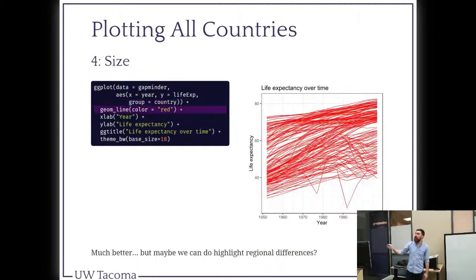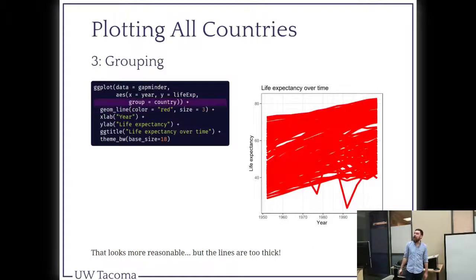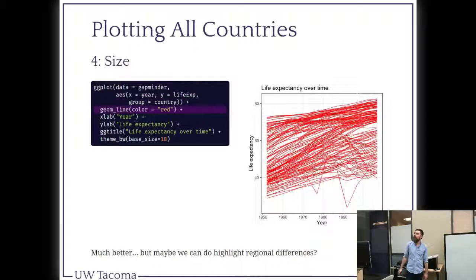So I'm just going to remove size equals 3 in my geom line, and now all my lines are a standard thickness. So this is actually something beginning to convey some information. We can actually see each individual country over time. We see that by and large, life expectancies go continuously up, with some exceptions in the case of certain large-scale loss of life events in certain countries, which I'll talk about a little bit later. Okay, but we could do a lot better than this, right?